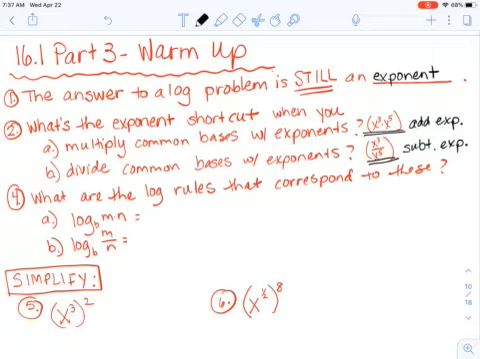And then just a reminder on our little log rules here. So if we wanted to take problem A, it might be easier to do separated. If you started with it separated, it might be easier to do if you multiply them together. Okay, and then for part B, when you're dividing, again, that works just like the exponent rules. So this would be log base b of m minus log base b of n.